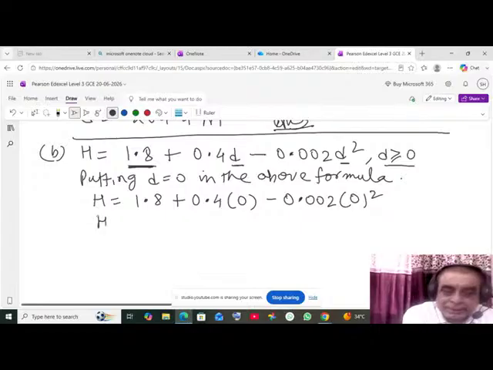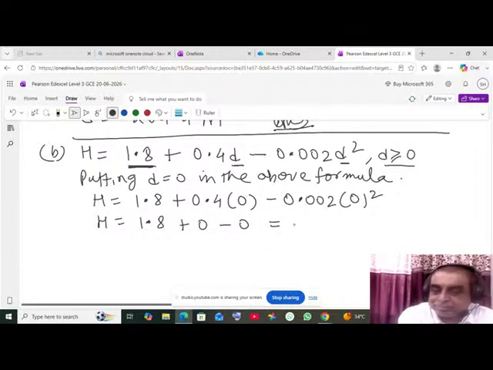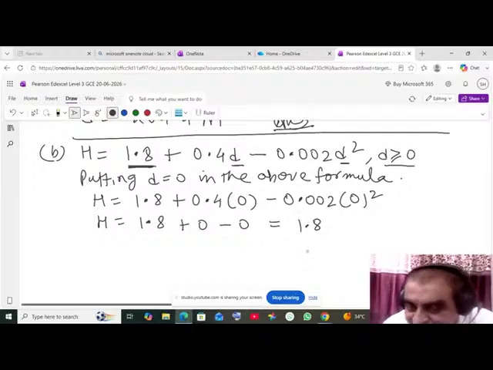So here the h value becomes 1.8, because 0 multiplied with any number we get 0. 0 squared value is 0, and 0 multiplied with any number is 0. Whether you add 0 or subtract 0, same thing. So 1.8 is the answer. So h value is 1.8.